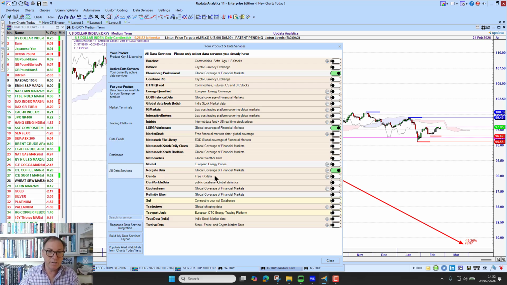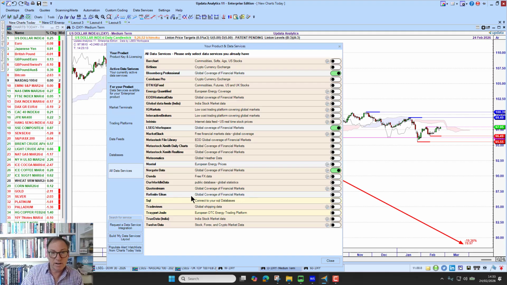OANDA has got free Forex data. Some of these feeds you may not have Forex data, so you can just add that in and you've got Forex data. Our World in Data is global statistics. That's quite interesting, population, that sort of thing. QuoteStream is global again, and it's quite good, but it does have spikes in the UK data. That is the big issue with a lot of these.